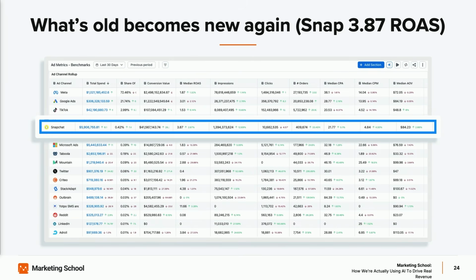So we said Snap. People shouldn't sleep on Snap because according to Triple Whale here, Snap provides a 3.87% return on ad spend. A lot of people are sleeping on Snap. I think it's like 600, 700 million users right now? I have no idea, something like that. I just know Snap converts really well. It doesn't drive the volume of Meta and Google, but it works really well.